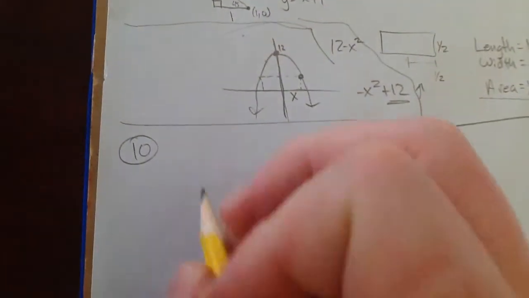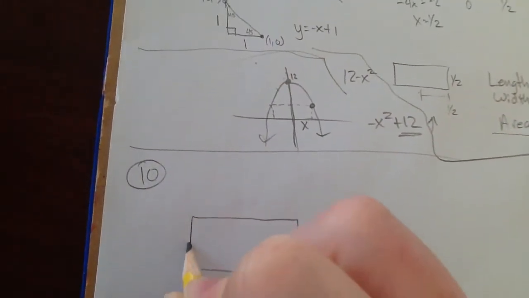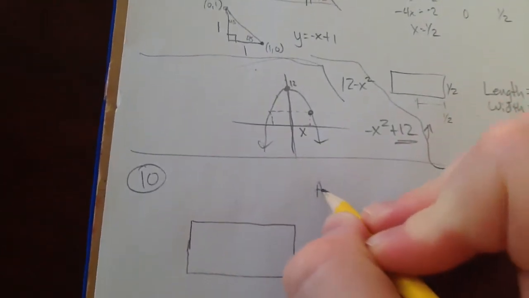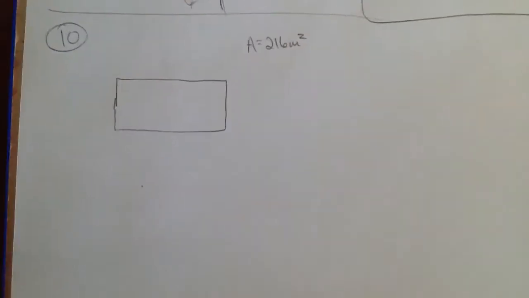I'll just draw a picture. So I have a rectangular pea patch, and I know the area of it is 216 meters squared. It tells us right in the first sentence.